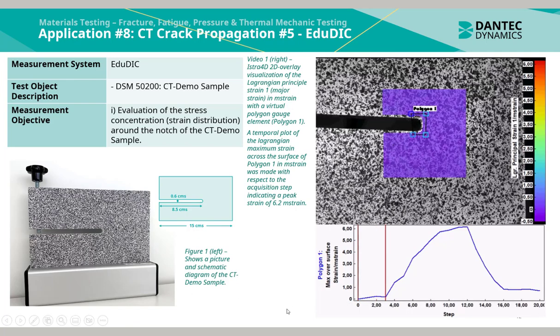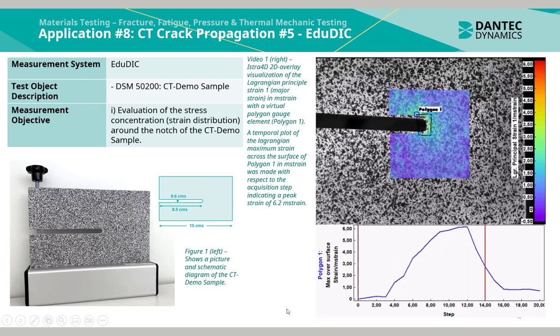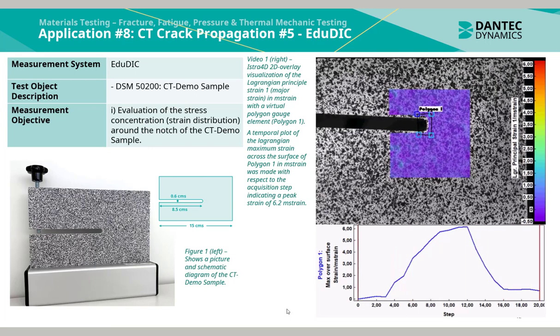Video 1 shown to the right is an EduDIC 2D overlay visualization of the Lagrangian principal strain 1 with a virtual polygon gauge element. A temporal plot of the Lagrangian maximum strain across the surface of polygon 1 in millistrain was made with respect to the acquisition step, indicating a peak strain of 6.2 millistrain.